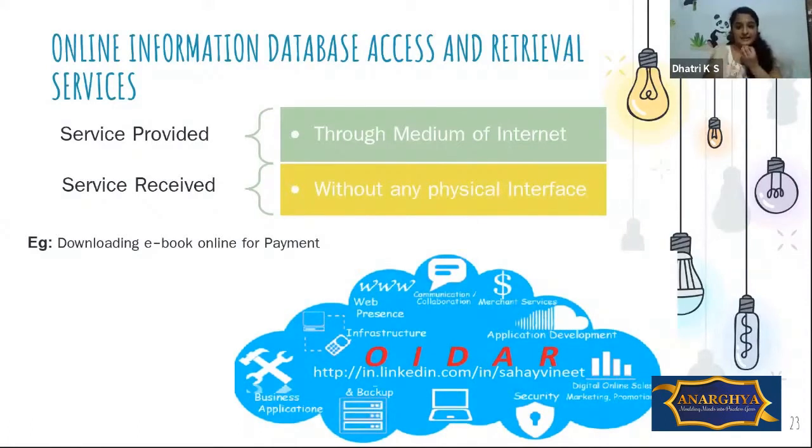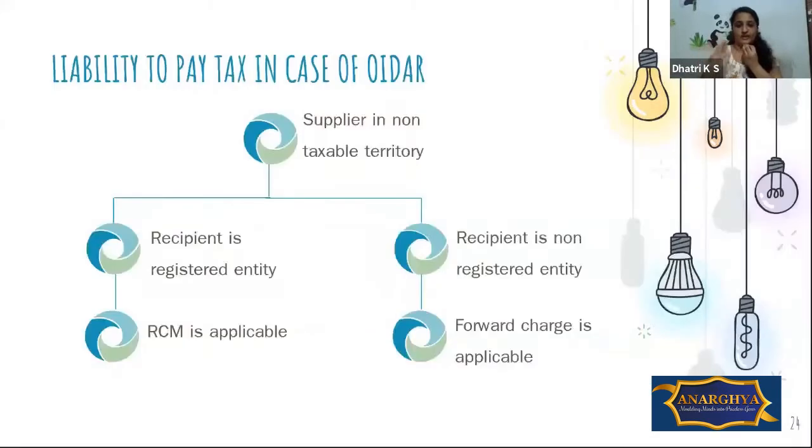Since the recipient is in India, it should be charged to tax under GST, because place of supply is taxable territory, that is India. So if that is the case, then who is responsible to pay taxes? If both supplier as well as receiver of OIDA services is in India, then no issues, supplier will pay tax as usual. If supplier is in non-taxable territory and the recipient is in taxable territory, and if such recipient is a registered person, then recipient is liable to pay taxes under reverse charge mechanism. So reverse charge mechanism will be invoked here, and they will pay taxes.